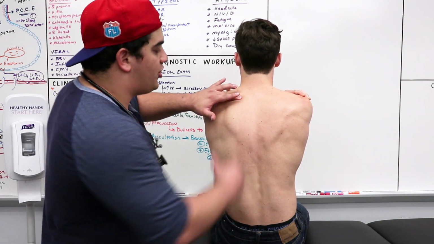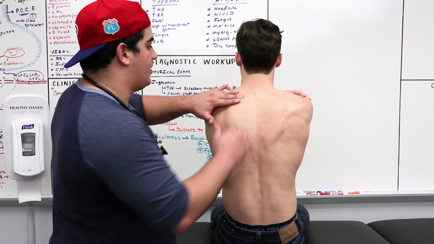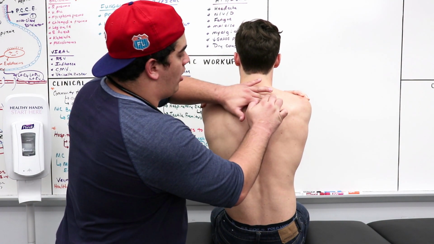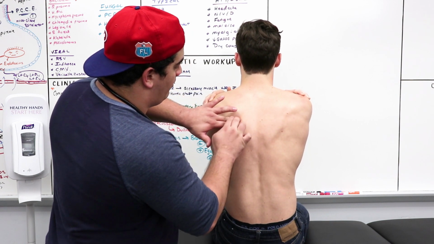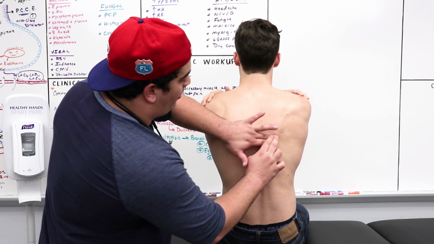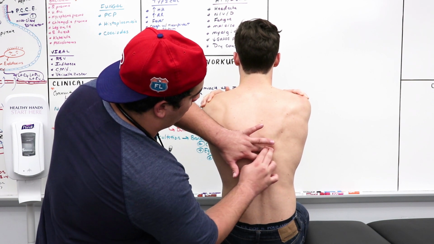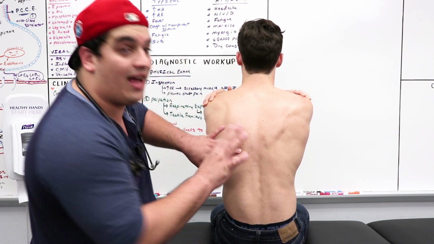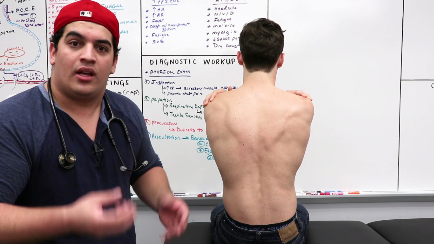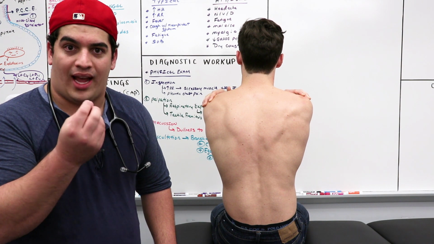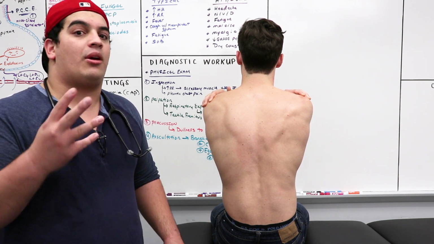So again, what we'd be doing is percussing. For example, I would do a ladder technique. I would start here, come across, come down, come over here, and just keep working my way down, and I'm listening for sounds. Now, someone who has pneumonia is going to have a dullness. Now dullness, here's one thing that you could compare.